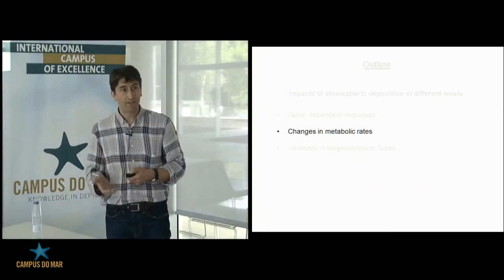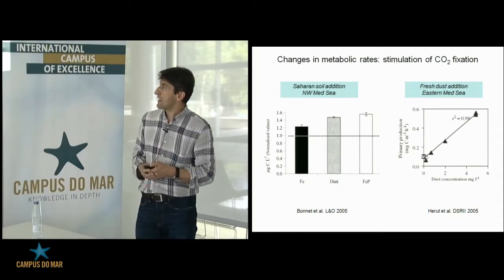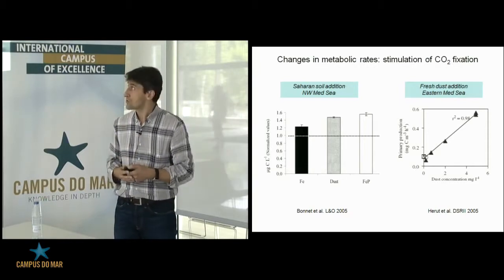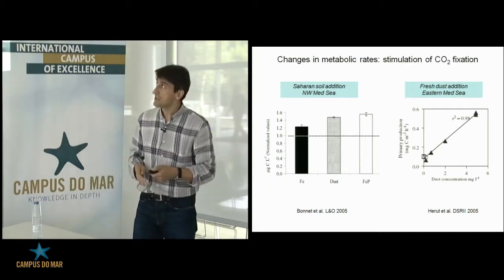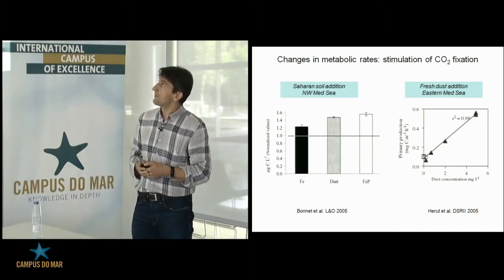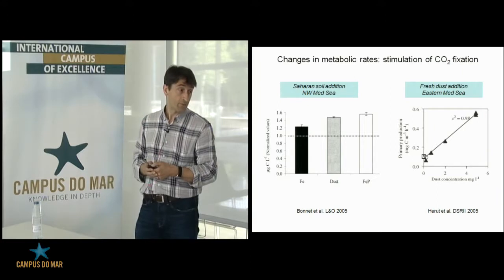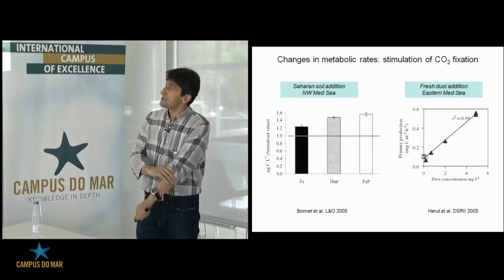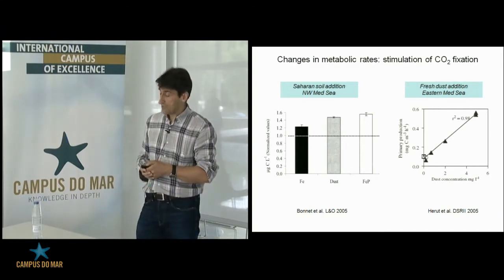How do metabolic rates respond to these dust deposition events or dust perturbations? It has been known for a long time, and Professor Gao was showing this as well, that there is typically a positive response, particularly in terms of chlorophyll concentration sometimes, and also in terms of primary production. So here we have two examples with bottles. These are bottle incubation experiments. And in both cases, in the Western and the Eastern Mediterranean, there is clearly a positive correlation between dust addition and an increase in primary production.